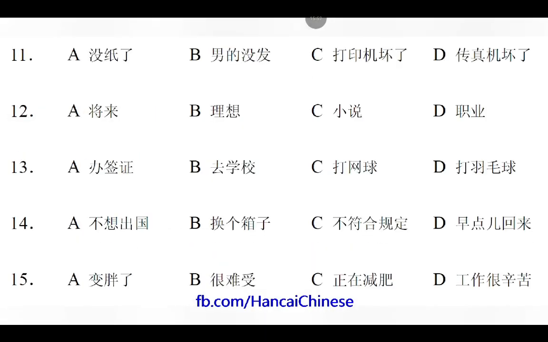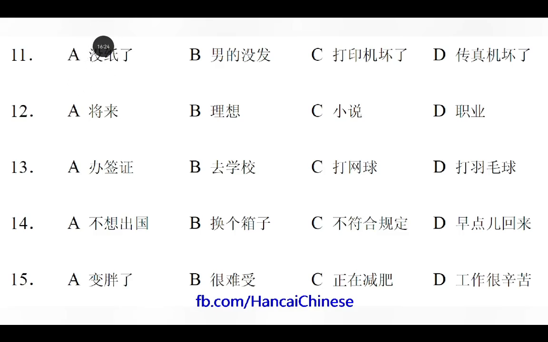现在开始第11题。11， 我上午发的那份传真，你收到了吧？ 没收到。等等，我看一下。抱歉，没纸了，麻烦您再发一遍吧。女的为什么没收到传真？ 没纸了，没纸了。We listen exactly same word in audio.